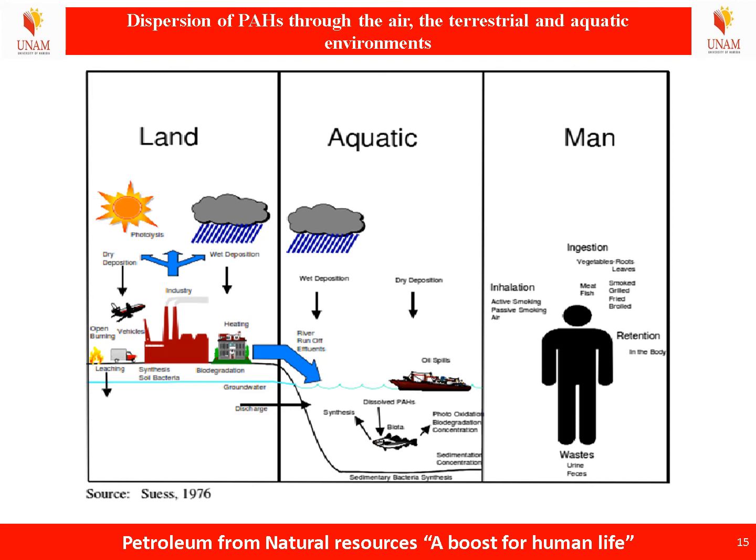Ingestion of vegetable roots and leaves, if they are not washed properly and used. Then inhalation, that is active smoking, passive smoking, a person who is a heavy smoker of cigarettes, as we have seen, and the consumption of meat and fish that is smoked or grilled or fried or broiled, that might produce more, and that will be retained in the body, and the waste can come out in the form of urine and feces. So this is the dispersion of the PAHs through the air, through the terrestrial and aquatic environments.